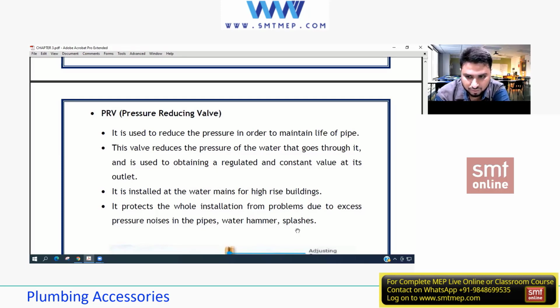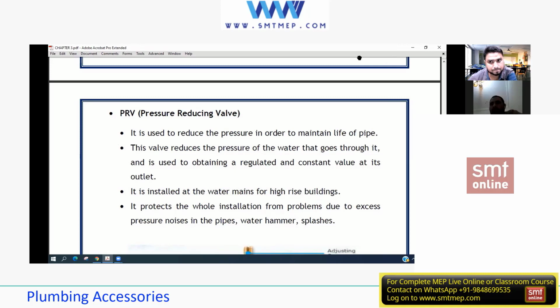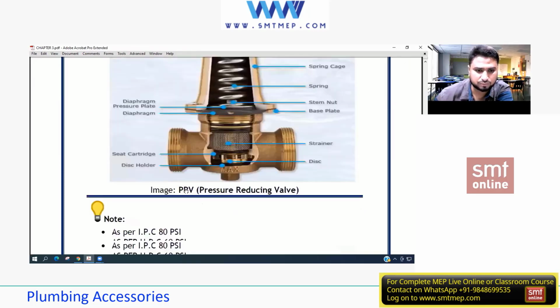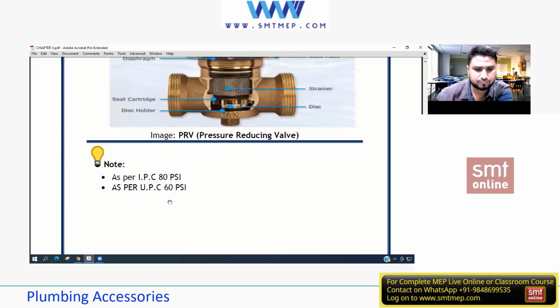Sir, I have one question. If the building height is 137 meters, how many PRVs can we install? We'll do it now, don't worry, I have one example. Sir, can you please tell me again these pressure values? Yeah, it's there below, don't worry.